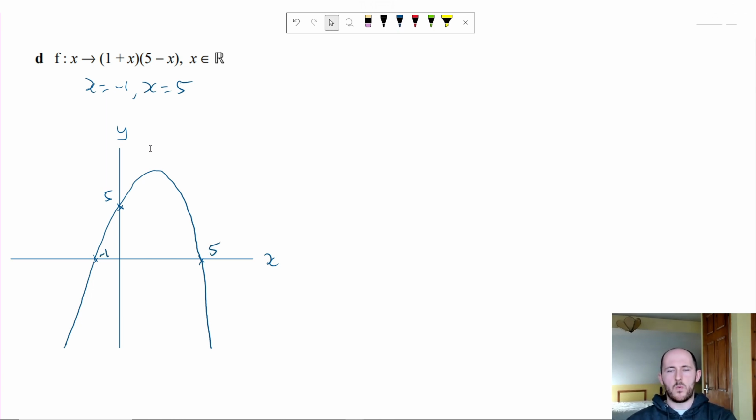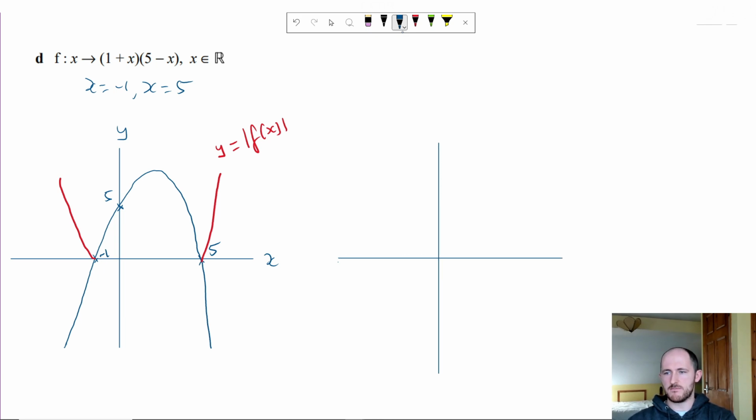So, what happens when I take the modulus of this graph? Well, remember, everything below the y-axis becomes positive. So that's going to be like this and like this, which is fantastic, right? So now you're probably stressing a little bit, what does this look like when you have f of mod of x?